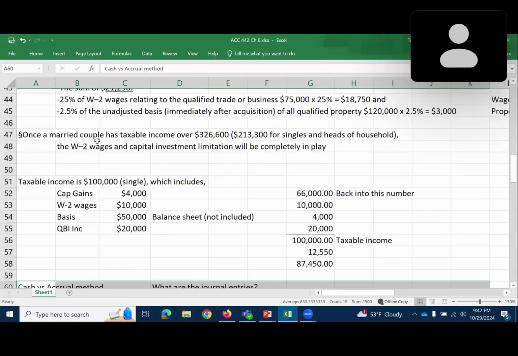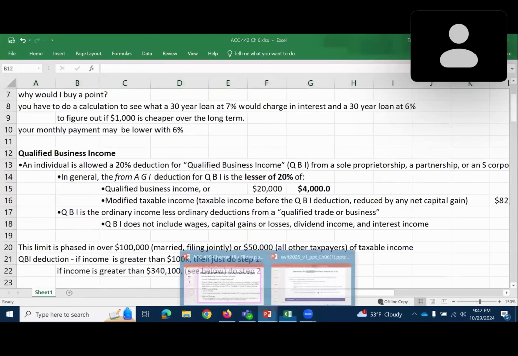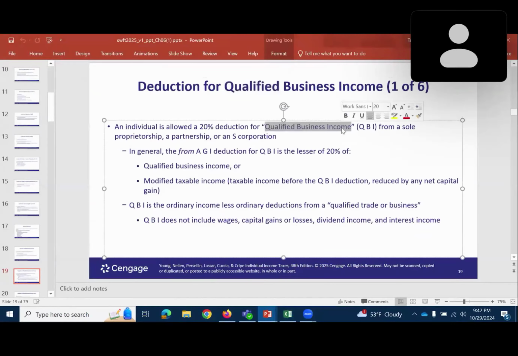Okay, so let's go back to this QBI. I'm going to walk through these slides, and then I'm going to go back to the Excel file. So listen to how this works. If you have a qualified business income, which we're going to talk about, what is qualified business, and you have income from there, the IRS is going to allow a 20% deduction.